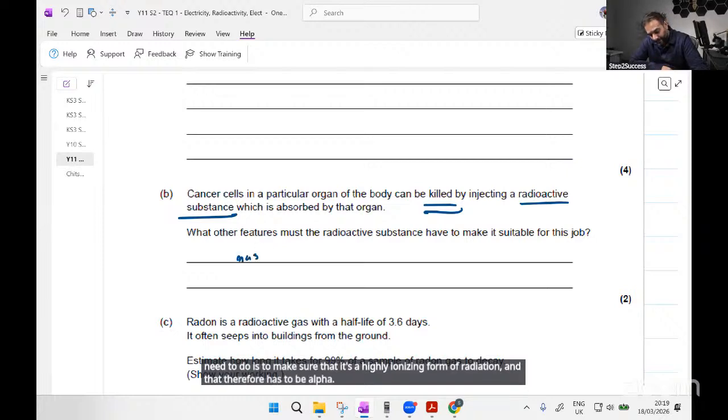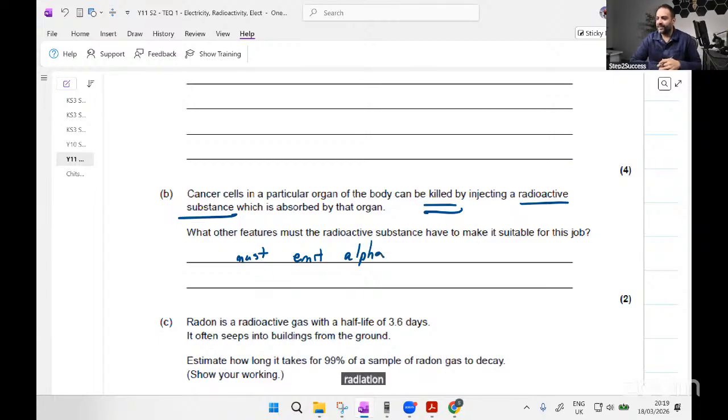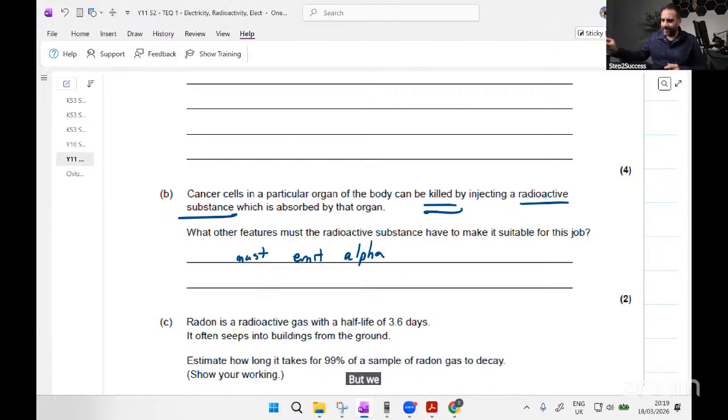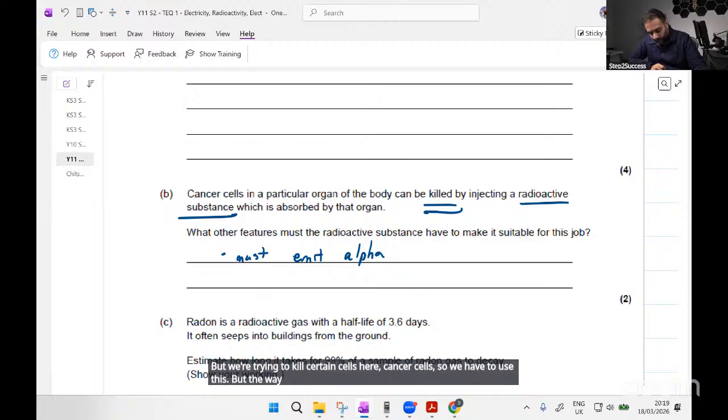It must emit alpha radiation, which I appreciate goes against what I said earlier, because alpha is the most dangerous inside the body. But we're trying to kill certain cells here, cancer cells, so we have to use this. But the way we have a precaution is by ensuring that we have a half-life that's short.